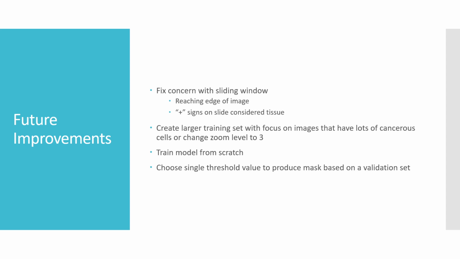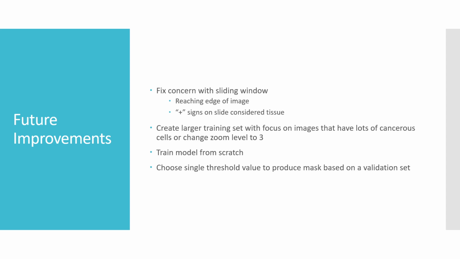So, areas for future improvement. Again, fixing that concern with the sliding window: what happens when I reach the edge of the image if I want to include that? To me, it doesn't seem like a huge problem, because a lot of the time the tissue mass is in the middle of the slide and it's not really on the edges. So that also means the cancer is not really on the edges, but we definitely could be missing out on some information from excluding those areas of the slide altogether.